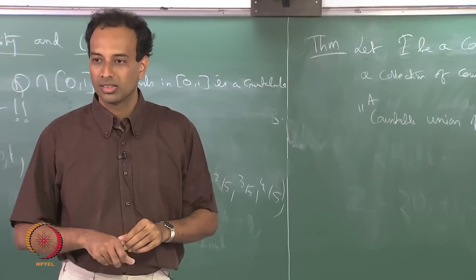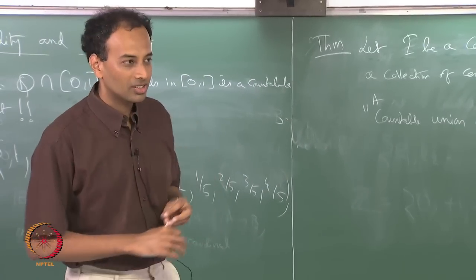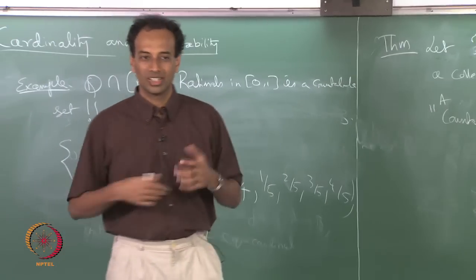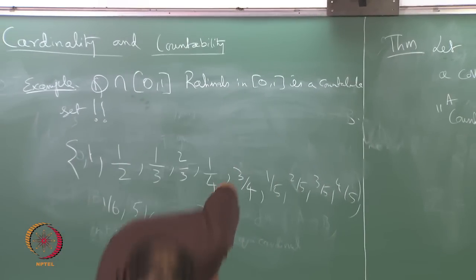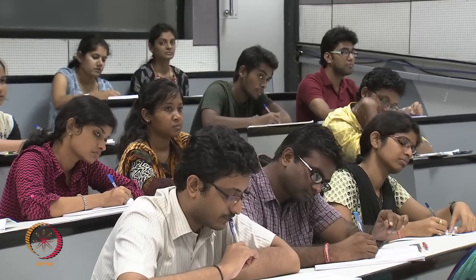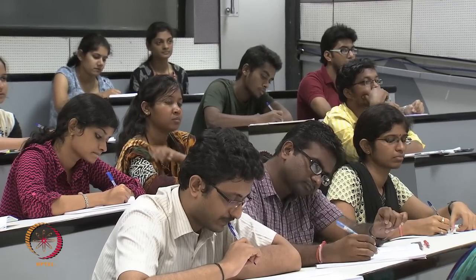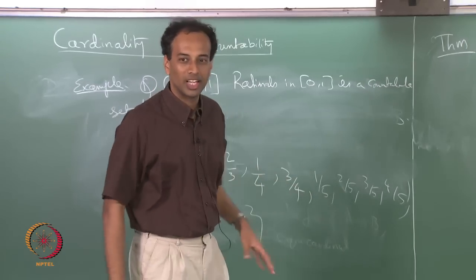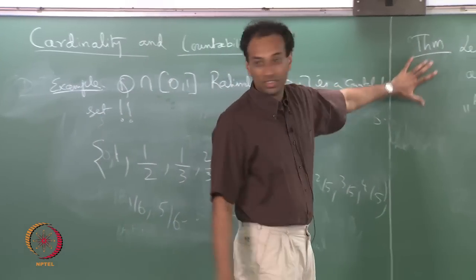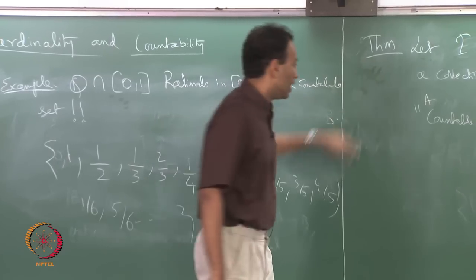Is that clear? A countable union of countable sets is countable. That is what this is. This I will not prove. This requires a proof, but I will not prove it in class. We don't have to spend time on this in class, but you have to know this result.